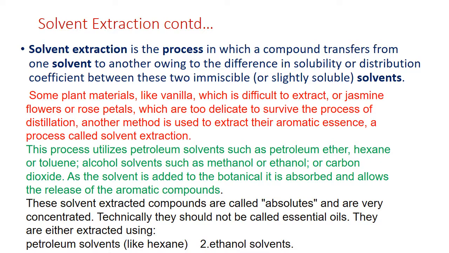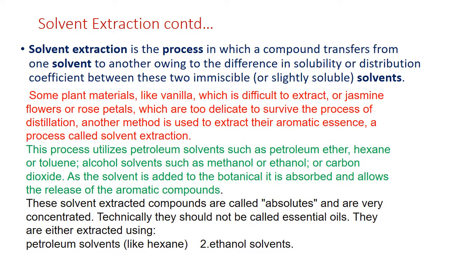Some plant materials like vanilla, which is difficult to extract, or jasmine flowers and rose flowers, which are too delicate to survive the process of steam distillation, need another method to extract their aromatic essence, and this process is known as solvent extraction. The process utilizes organic solvents, for example petroleum ether, toluene, benzene, and different alcohols. As the solvent is added to the botanical part, meaning plant organs, it is absorbed and allows the release of the aromatic compound, meaning terpenoid, in the form of essential oil.